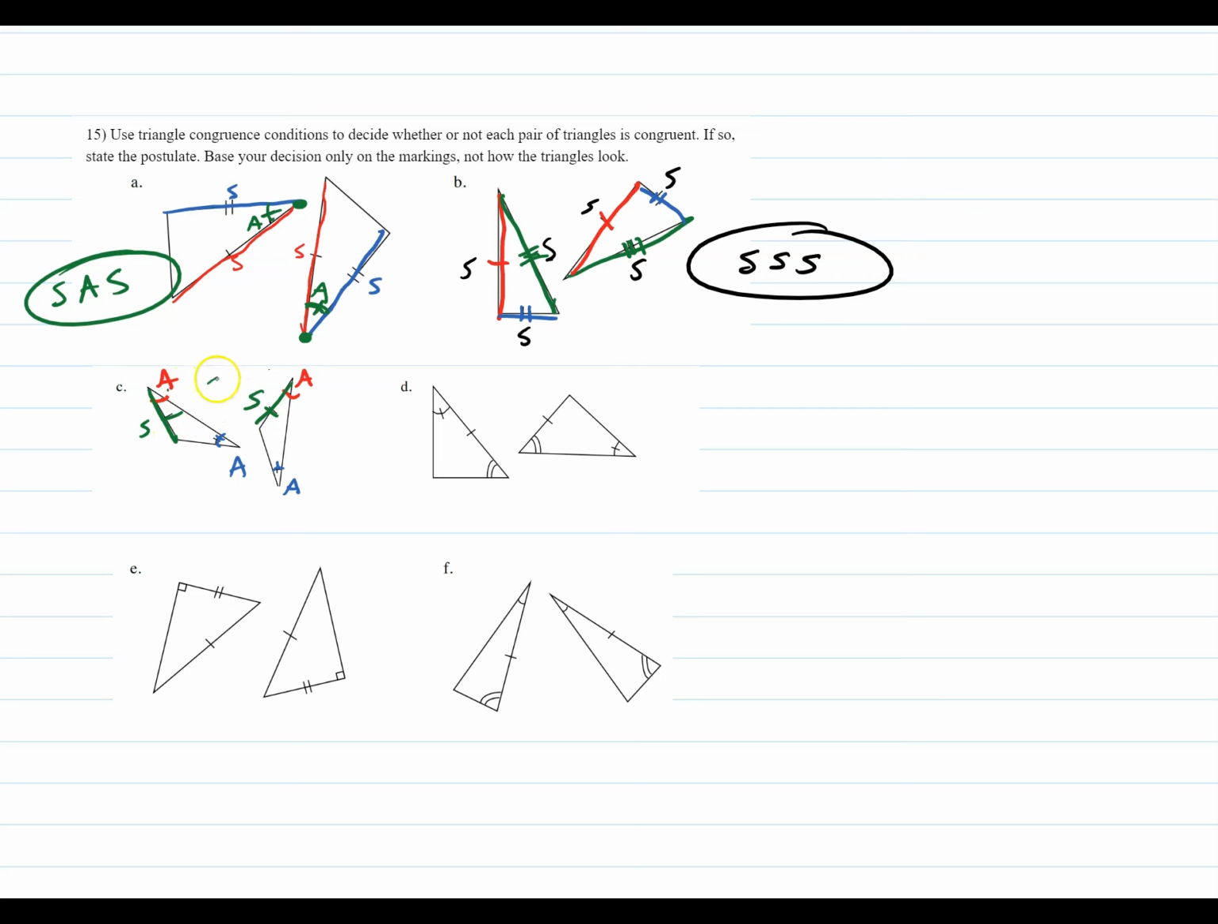Now this side is not in between the two angles. ASA is where the side is in between the two angles, so we can't use ASA, but what we can use is AAS. And here's why. We have an angle, and the side that matches is not included, or it's not in between the two angles right here. So that's how you know to use AAS. AA and then an S off to the side. That's why the letters go AA with the S at the very end.